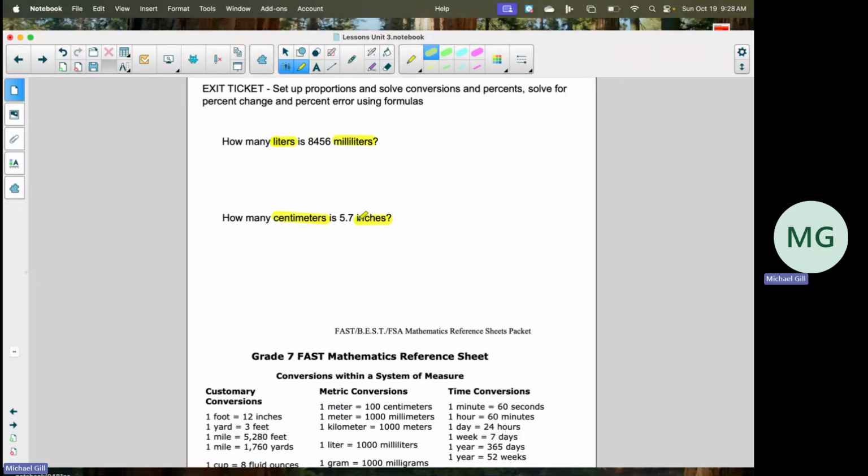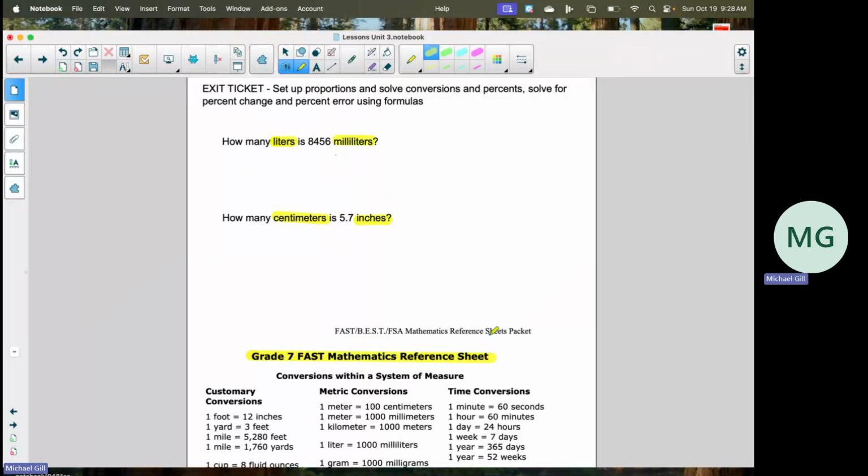Step two, they need to find those measurements on their reference sheet. So this is the 7th grade reference sheet that they will get for the EOC. They're allowed to use it in class. They use it on the quizzes. They practice with it, but they have this.